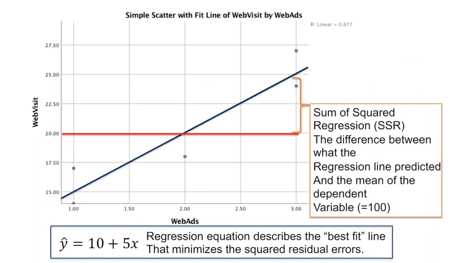Now, there are some other measures to keep in mind, and one of them is the sum of squared regression, SSR. And this is the difference between the regression line, what the regression line predicted, and the mean of the dependent variables. So if we only took our observations and we took the mean, we would get a measure. And what we are trying to find out is how much better is the regression compared to just simply taking the mean.